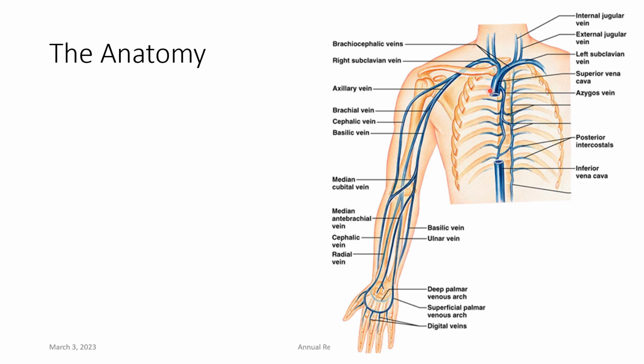Our basilic joins with that deep system brachial and produces the axillary. When the cephalic dumps in, then it becomes the subclavian. And then finally, when our neck veins dump in up here, that's when it becomes our brachiocephalic, and then that will terminate into the superior vena cava.